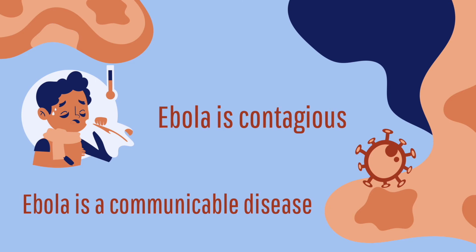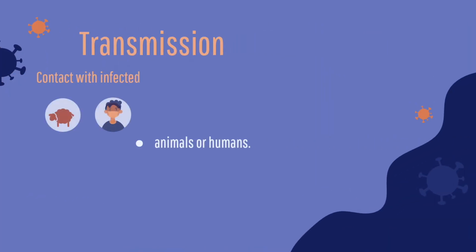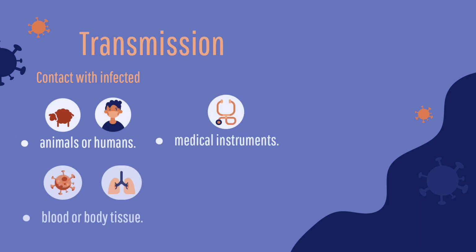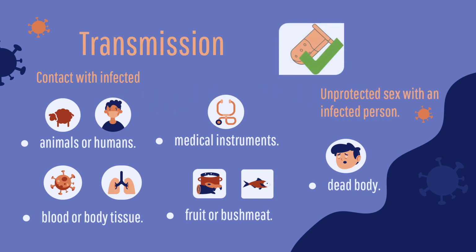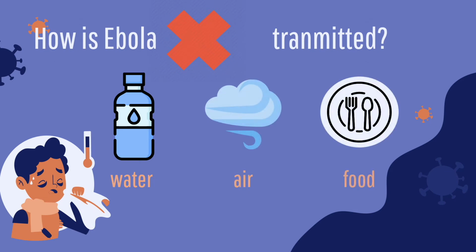the next slide. Transmission. The virus spreads through direct contact. When you come into contact with an infected animal, human, medical instrument, blood or body tissue, fruit or bush meat, and dead body, you will be infected, and also through unprotected sex with an infected person. Next, you can get Ebola through water, air, and food.